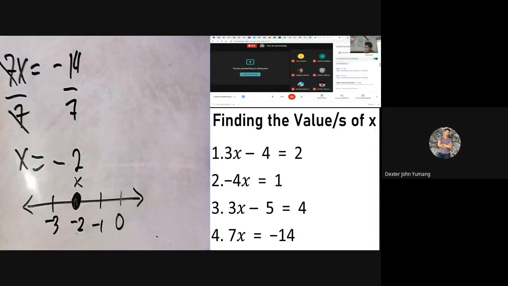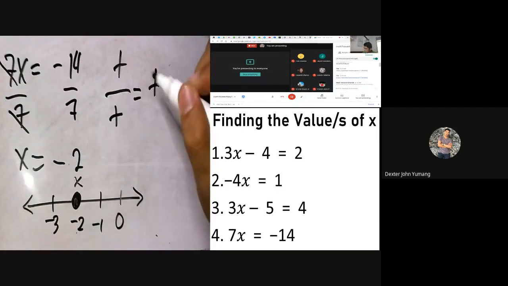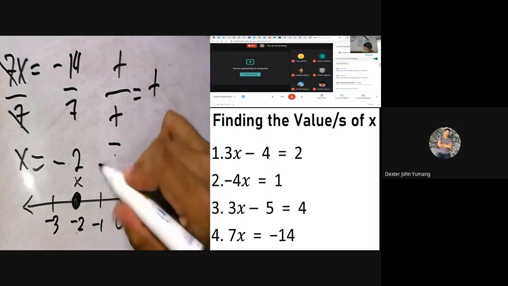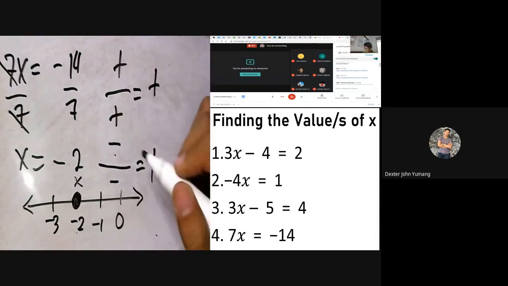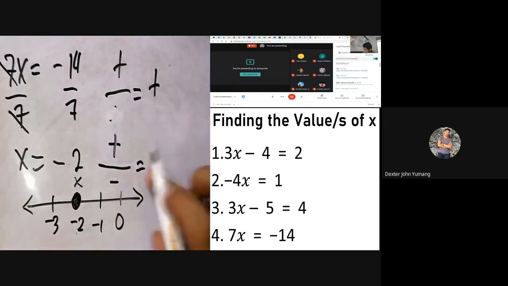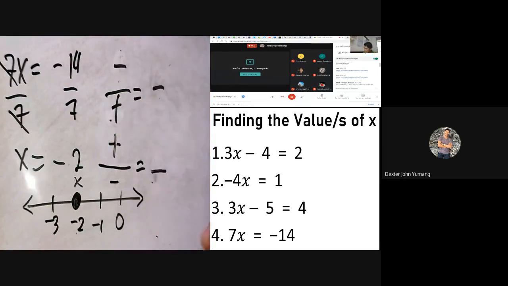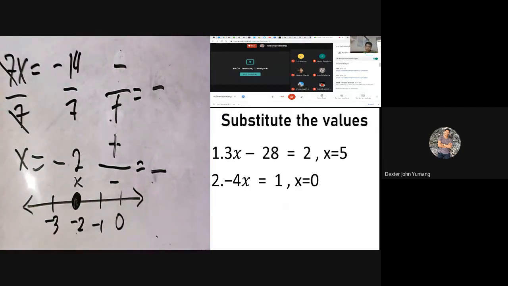Okay, very good. I think some of you already know it, but there is a problem with signs. Remember, when you divide positive by positive, the answer is positive. Or negative divided by negative, the answer is positive. When the signs are different, like positive and negative, the answer is negative. Or negative and positive, the answer is negative. Remember, different signs, negative. Same signs, positive. Okay? So let's continue.